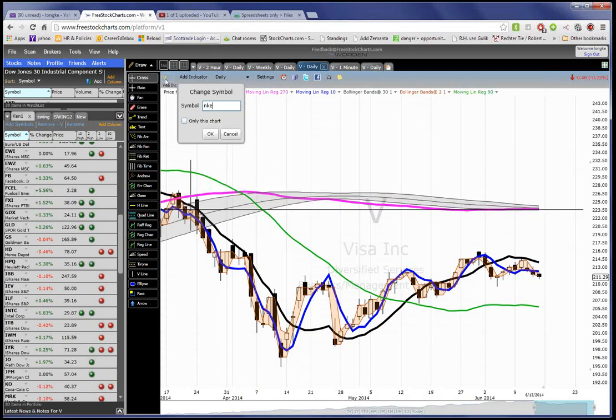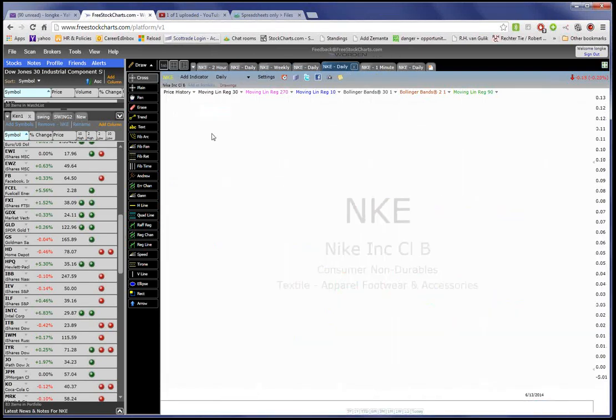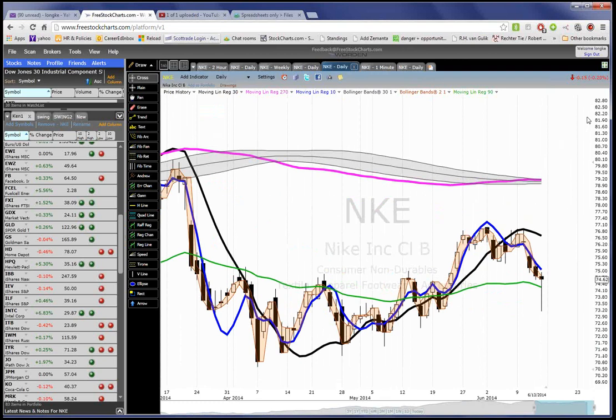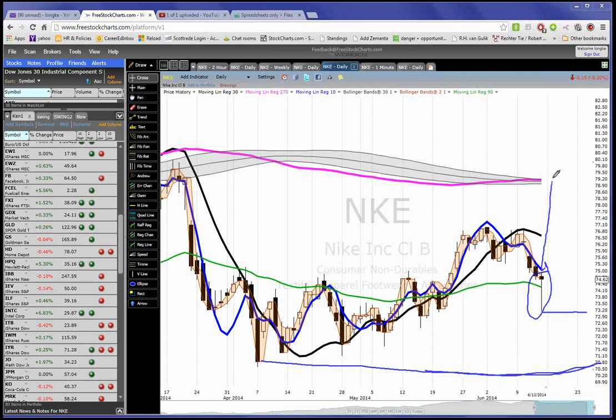Nike. Even better. This is one that can collapse in both directions, right? We've already had one effort to make it collapse. It wouldn't take much to believe that this is going to fail and come down and test 70. But at the same time, there's a nice distance from the 10 to the 270 to the upside.